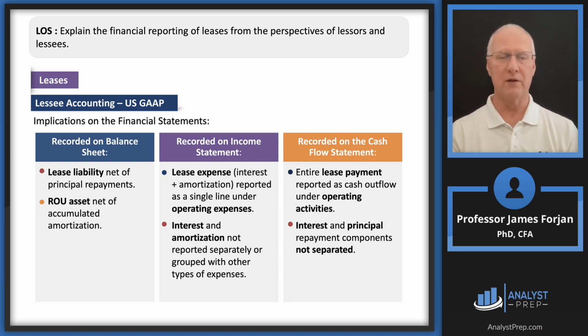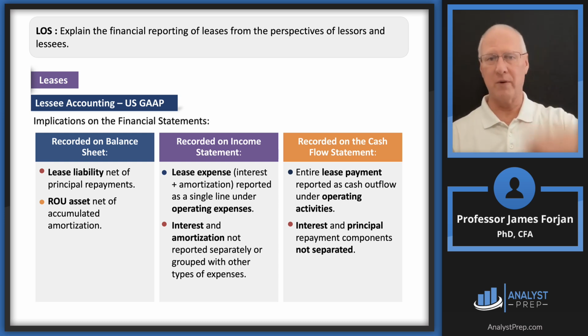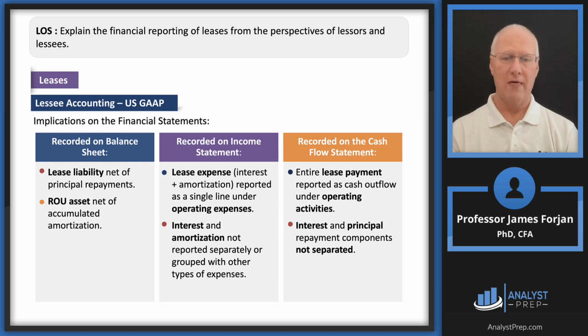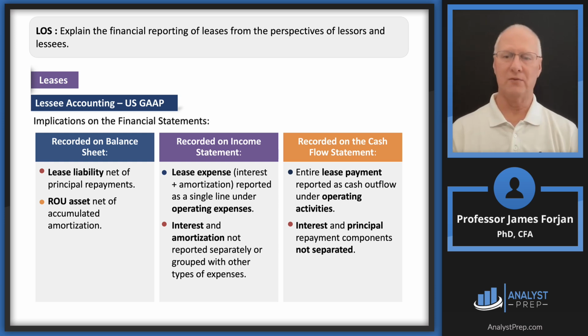So what about the three statements? All right, so on the balance sheet, that lease liability is net of those principal repayments. Over on the income statement, there's the interest and the amortization on that single line. So remember, I told you earlier there are different lines. And then interest and amortization is separately, and it can be grouped with other types of expenses. On the cash flow statement, those are operating activities for that lease payment, and interest and principal are not separated.